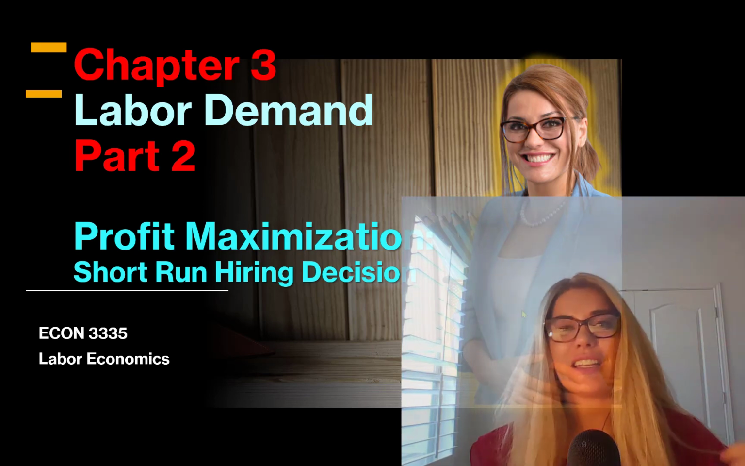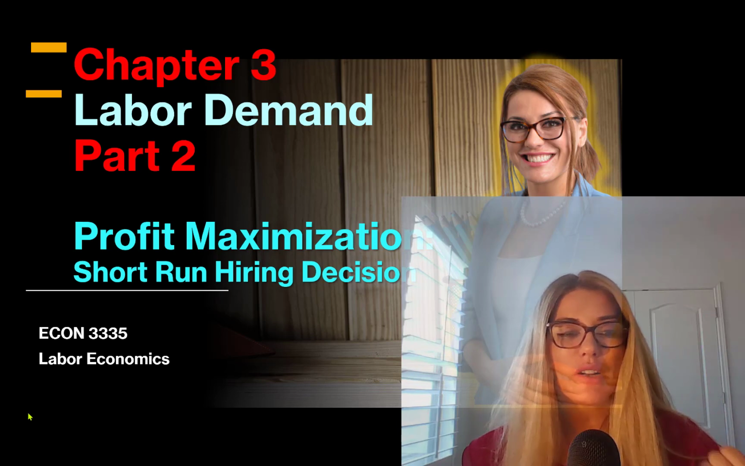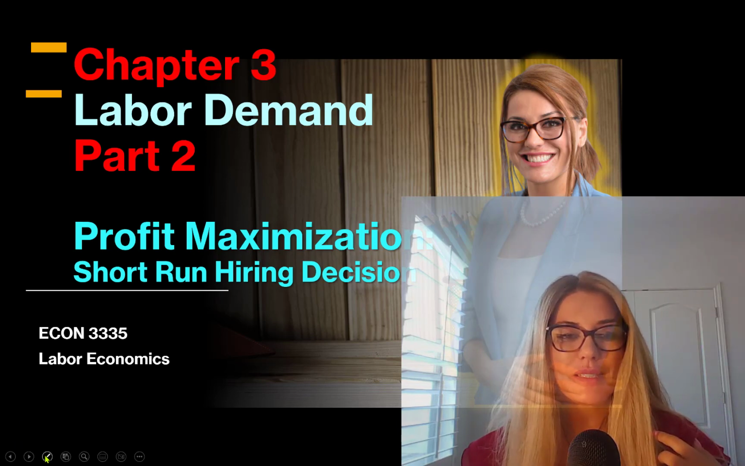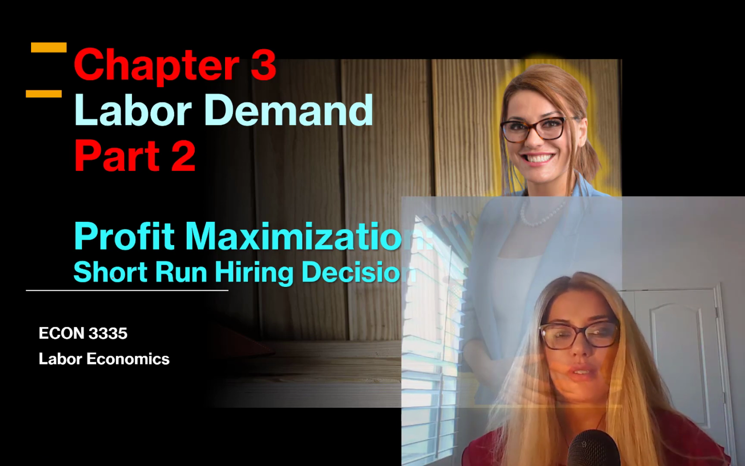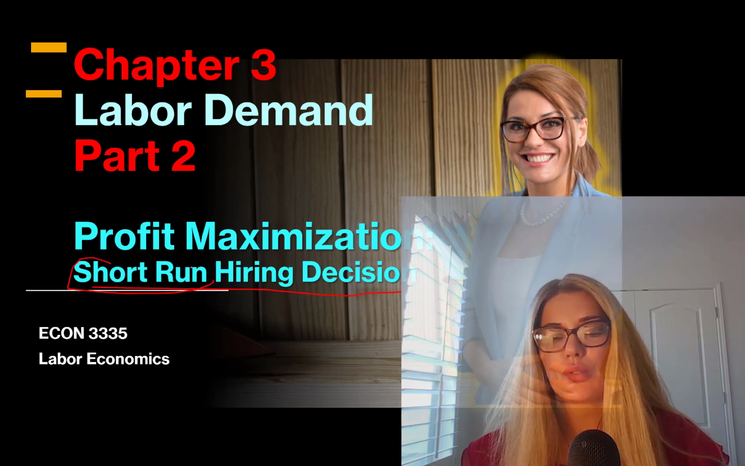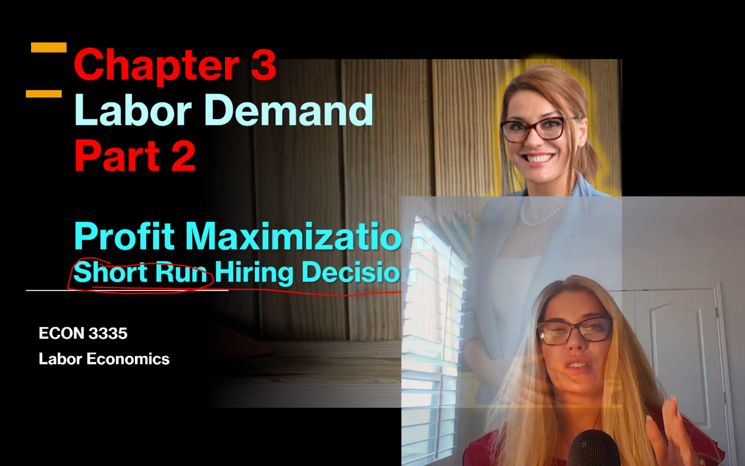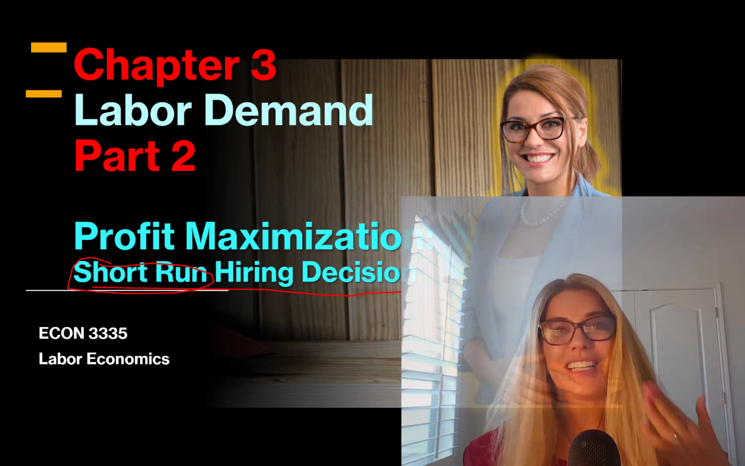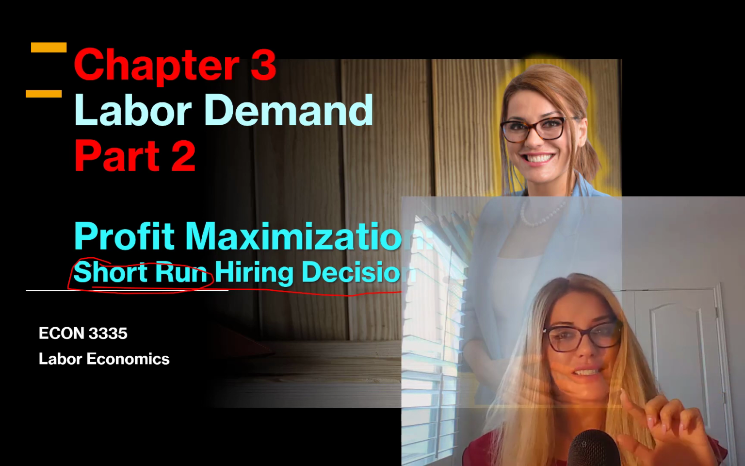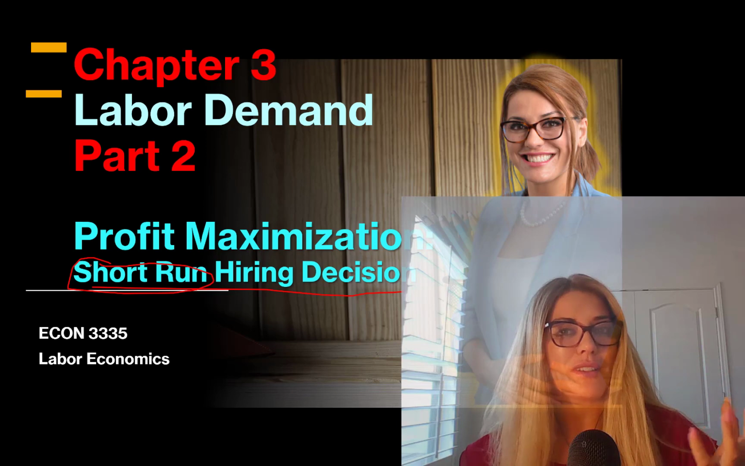This is chapter 3, labor demand. We are in part 2 where we will learn about profit maximization and we are focusing on short run hiring decision. So let me talk about short run. Short run is a period of time that is too short to adjust at least one factor of production. We assume that in the short run, the capital is fixed and labor is the variable input that we use.